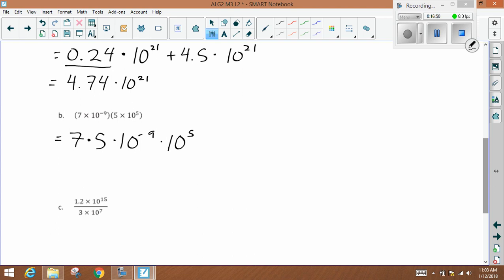And now we have our properties of exponents. We know that this is 35. And our properties of exponents tell me that we can add these exponents since they have the same base. So this becomes times 10 to the negative 4th power. But the problem is that this is not in scientific notation because this has to be 3.5 times 10, right?